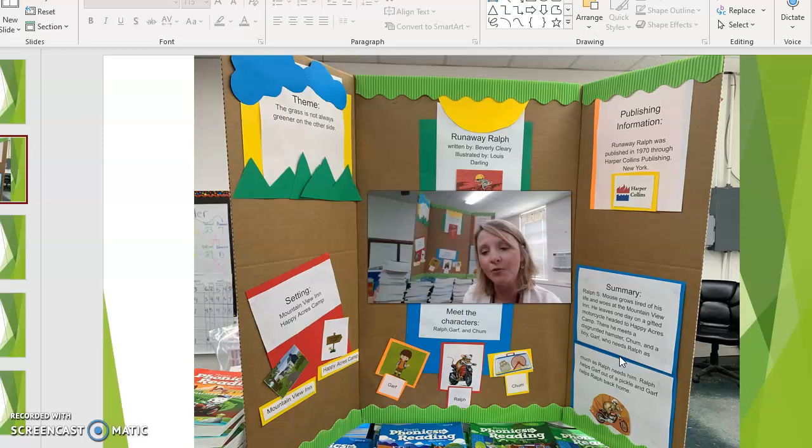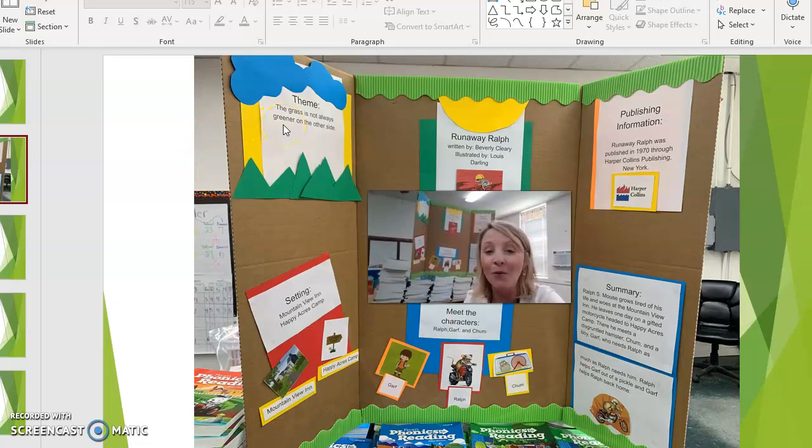So this is my summary. Ralph S. Mouse grows tired of his life and woes at Mountain View Inn. He leaves one day on a gifted motorcycle headed to Happy Acres Camp. There he meets a disgruntled hamster, Chum, and a boy, Garth, who needs Ralph as much as Ralph needs him. Ralph helps Garth out of a pickle, and Garth helps Ralph back home. So, speaking of Ralph getting back home at the end of the story, let's go to our theme.